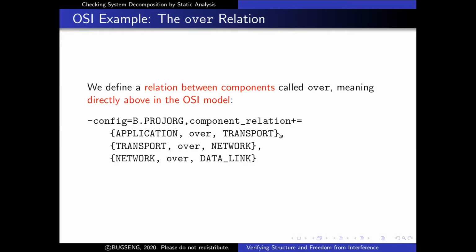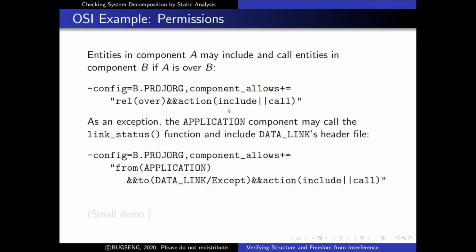So we define a relation which is called over, meaning directly above in the OSI model. Over is just a keyword, so it could have been any identifier. We are defining the relation called over, and we are saying application is over transport, transport is over network, network is over data link. Okay, and then with the help of this relation, we can define permissions.